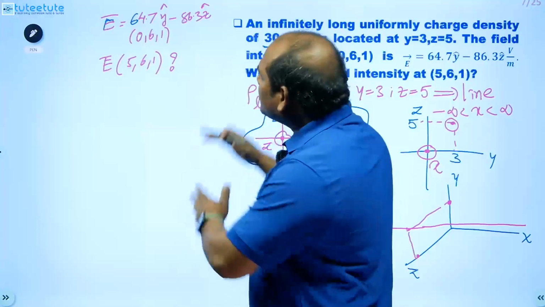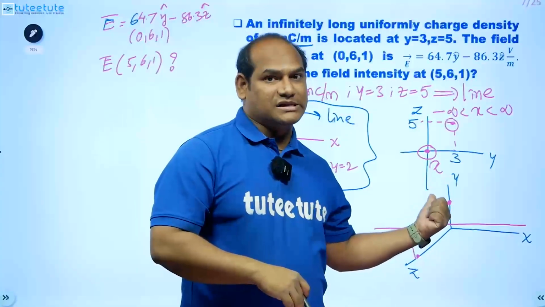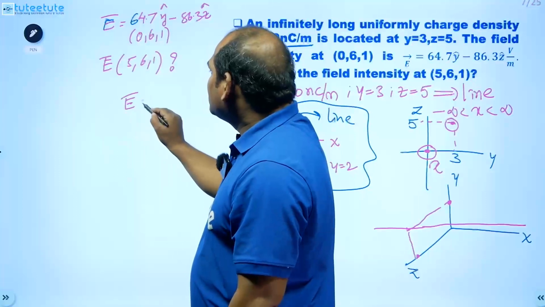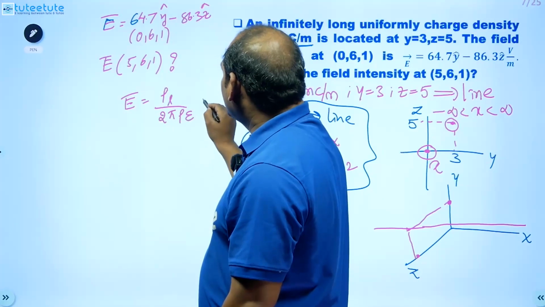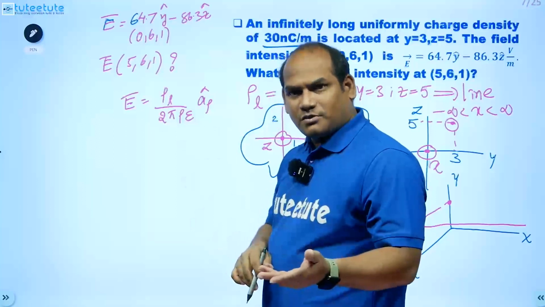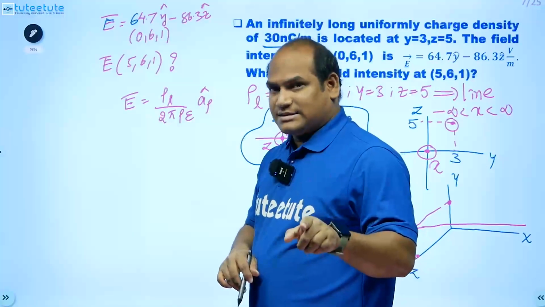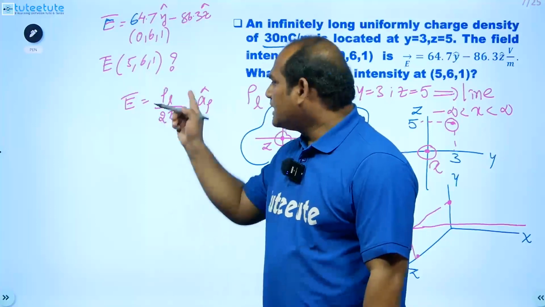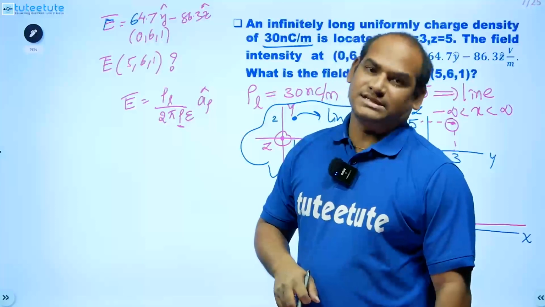In order to solve this problem, you need to understand the concept. Because of the infinite line charge, what is the electric field? Rho L by 2 pi rho epsilon naught, rho cap. This formula has been derived when we consider the infinite line charge on the z-axis, and purely it depends on rho. Rho L by 2 pi epsilon is constant only. So electric field is inversely proportional to the distance.